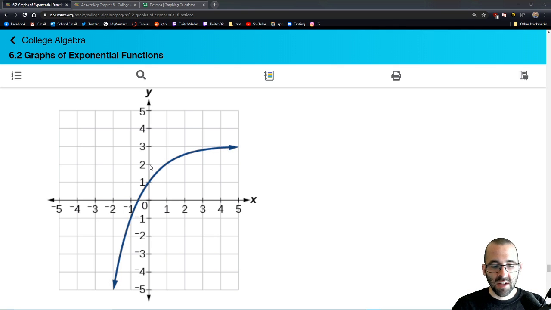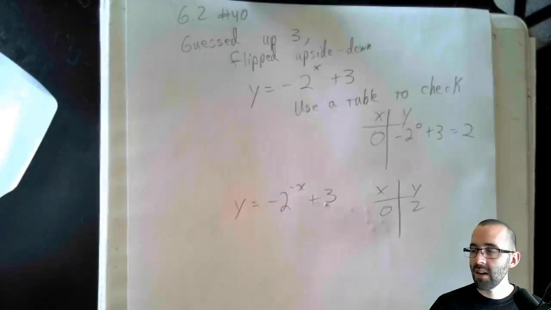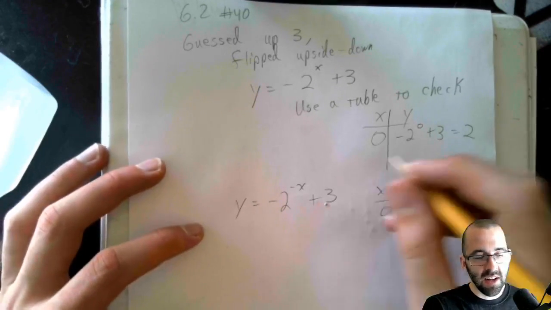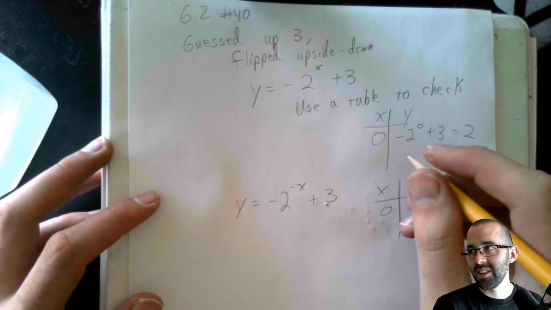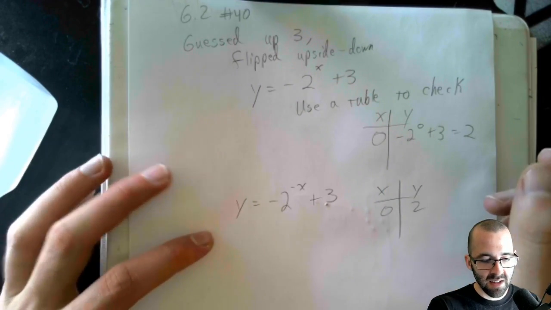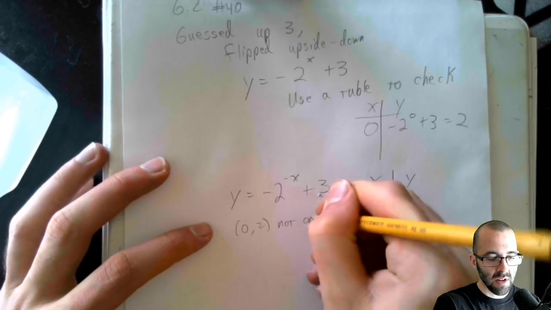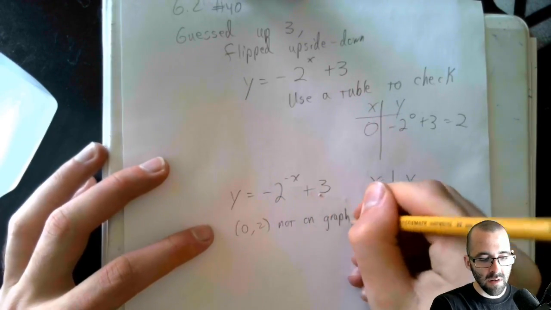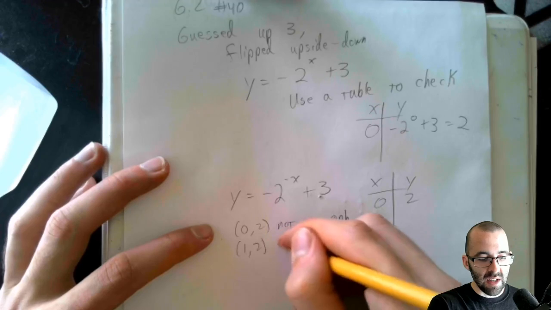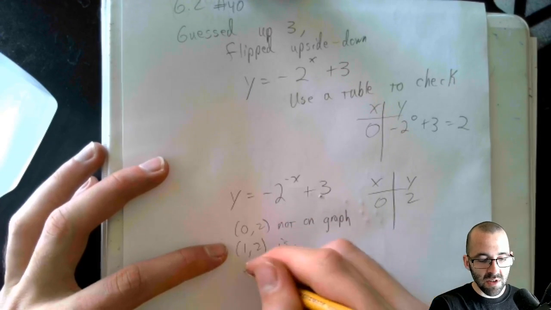Okay. So 0, 2 is not on the graph, but 1, 2 is. So maybe we got shifted to the right 1 unit. These are the hardest ones, which is why I'm trying to spend a lot of time on it. 0, 2, not on the graph. But 1, 2 is. Maybe a horizontal shift right 1.